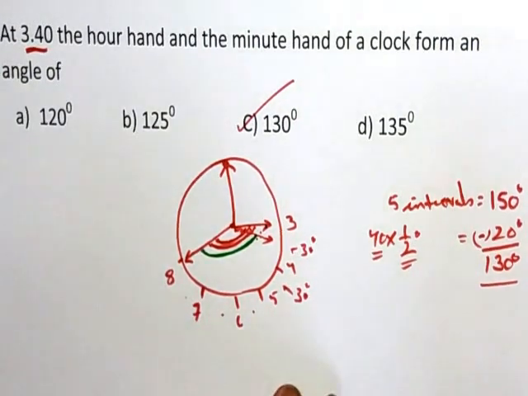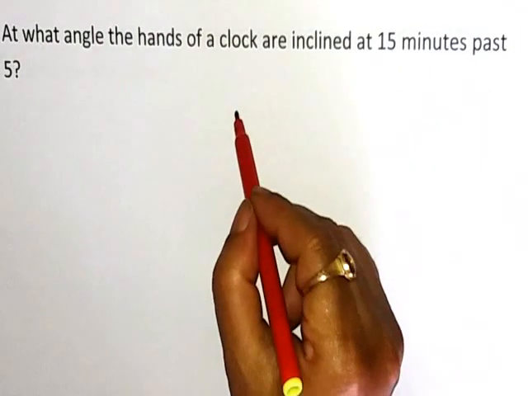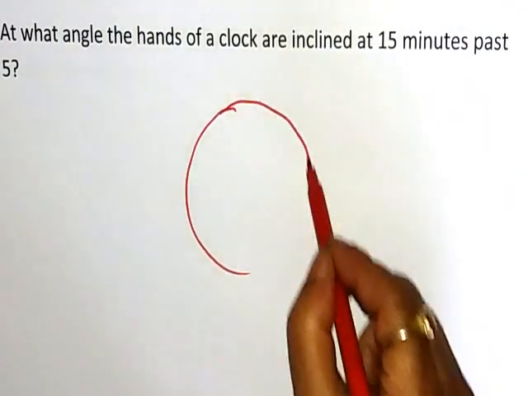Now let us take another example. At what angle are the hands of a clock inclined at 15 minutes past 5? Very nice. First let us draw a clock again.